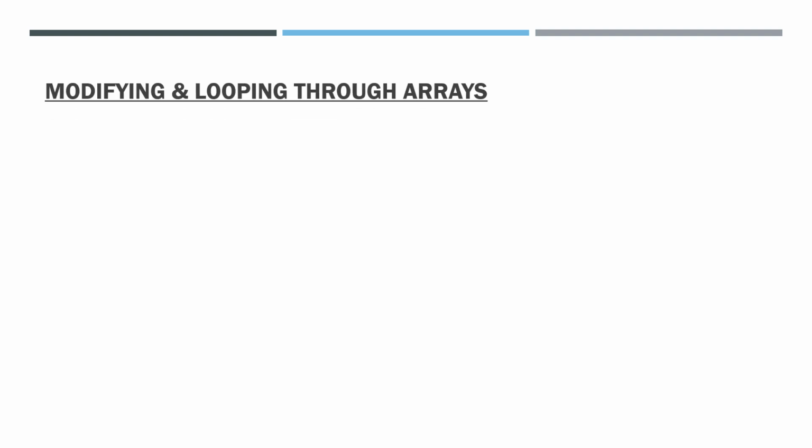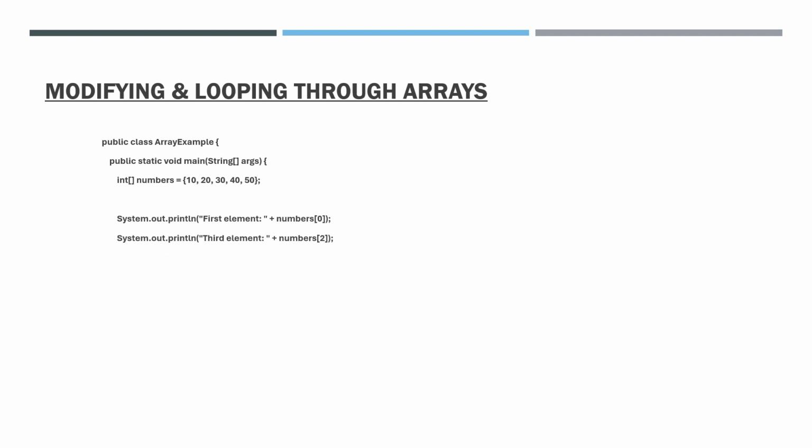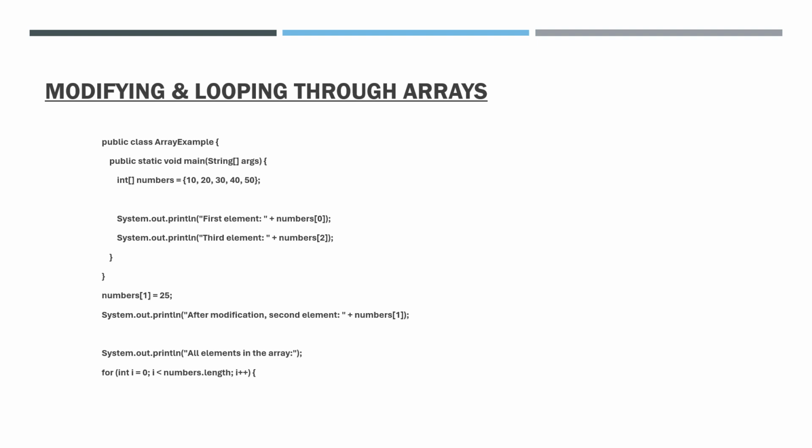Modifying and looping through arrays. We can also modify elements by assigning new values to them. Here I changed the second element from 20 to 25. Next I use a for loop to print all elements in the array. The length property tells us how many elements are inside the array.